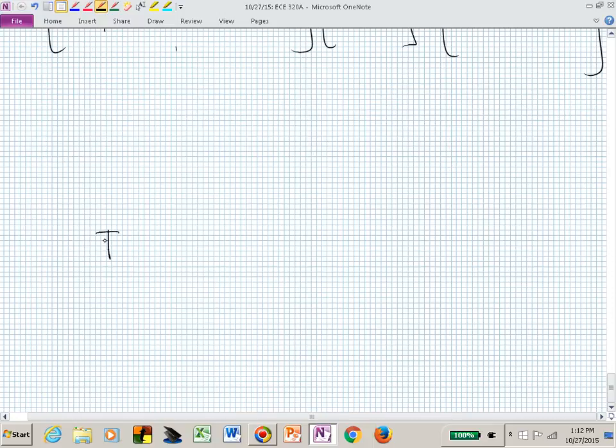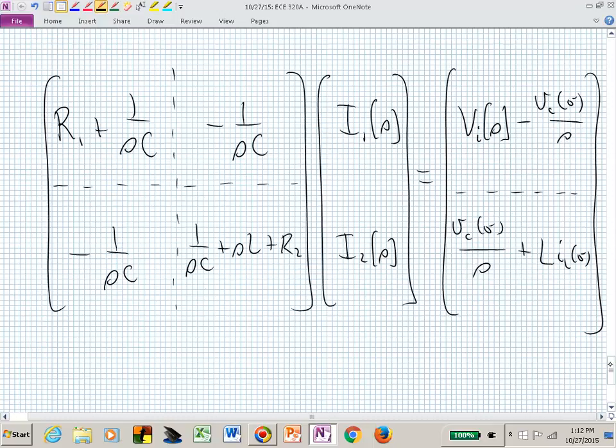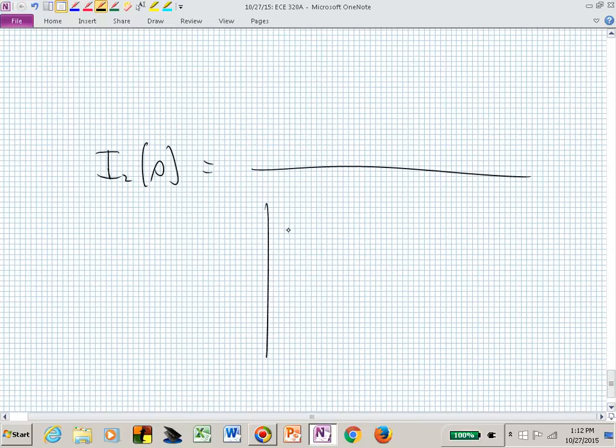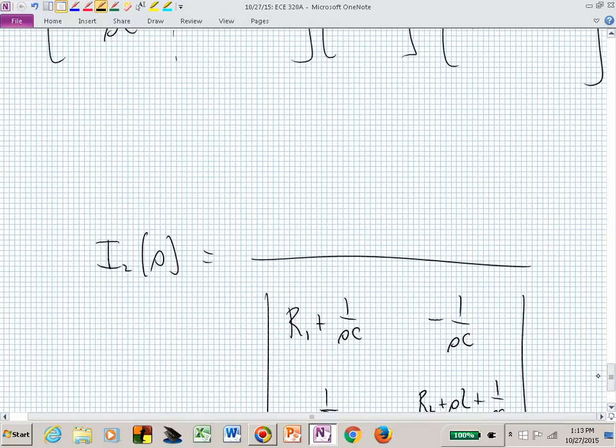I sub 2. Do you remember Cramer's rule? Cramer's rule is just a ratio of determinants. What would be the determinant of the 2 by 2 matrix? You could do that, right? It's just the diagonal terms product minus the off-diagonal terms product. Let me write that. That's now in my denominator. I have R1 plus 1 over SC, and then I add a minus 1 over SC, and a minus 1 over SC, and down in the 2 entry, add R sub 2 plus SL plus 1 over SC. You don't have to do this, but I'm just showing you how fun linear algebra can be.